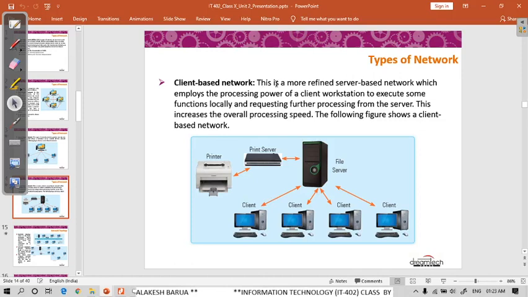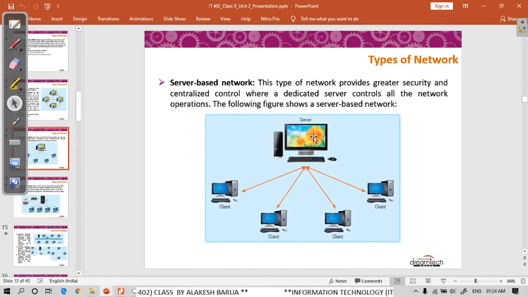Okay, so it's a more refined server-based network which employs the processing power of the client workstation to execute some of its functions locally and requesting further processing from the server. This increases overall processing speed. Okay, so in a server-based network, the clients don't have the freedom to exchange data and information amongst each other. If data and information has to be exchanged, it must first go to the server and then come to the other client. Also, the server dictates what the client computers will do.